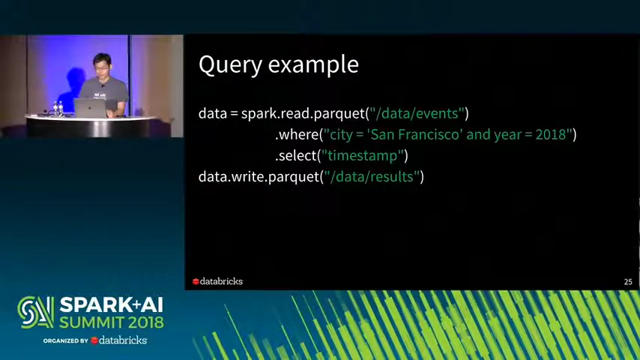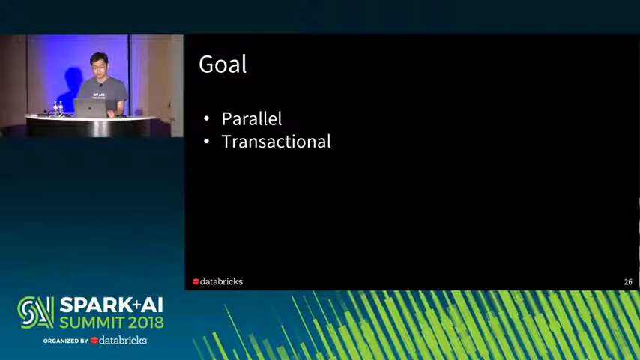Here is another query example. This is quite similar to the one in the previous example. We already know how to read Parquet files as Spark internal rows. Now we need to figure out how they are written distributedly into files. Well, the goal is simple. We need to make it parallel, and we want to make it as transactional as possible. The data source V2 API has a protocol to achieve the goal, which is quite similar to the Hadoop commit protocol. And let's see how it works.